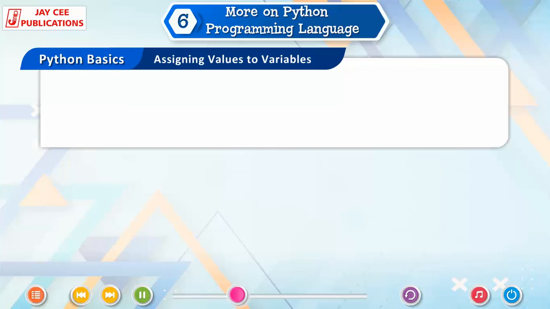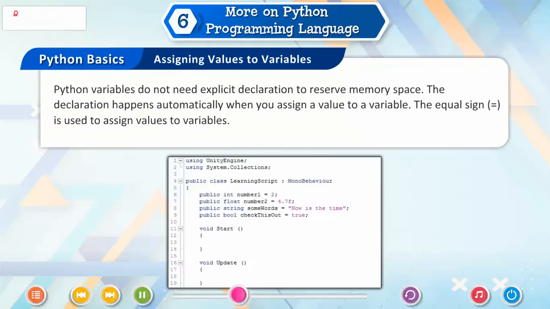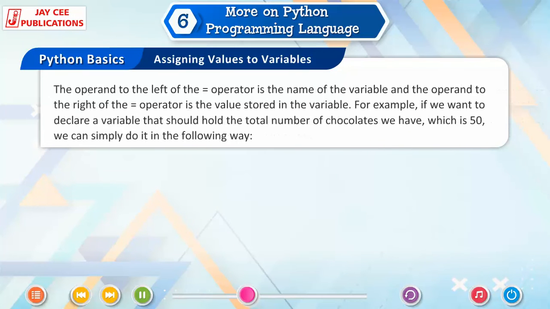Assigning values to variables. Python variables do not need explicit declaration to reserve memory space. The declaration happens automatically when you assign a value to a variable. The equal sign is used to assign values to variables. The operand to the left of the equal operator is the name of the variable, and the operand to the right of the equal operator is the value stored in the variable.